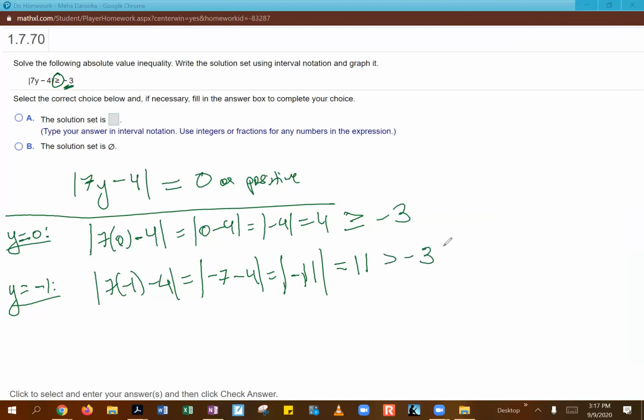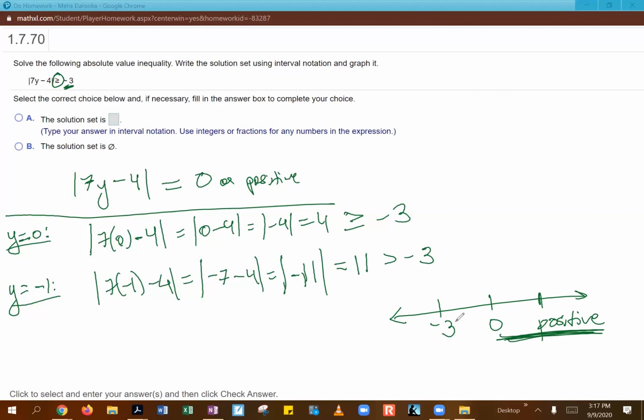So you can try this with other y values if you want, but the idea is no matter what y value you choose, you are always going to end up getting a positive number on the right hand side. You can potentially get a 0, but all of those numbers are going to be greater than negative 3, because negative 3 is on the left, 0 is in the middle, and all positive numbers are towards the right hand side of 0.